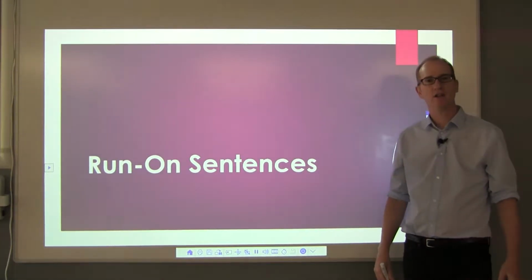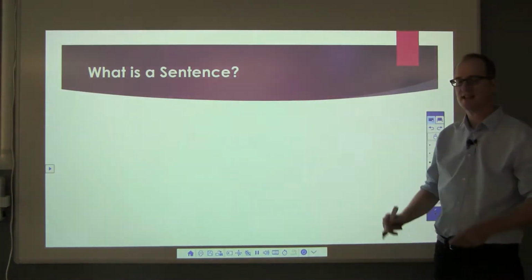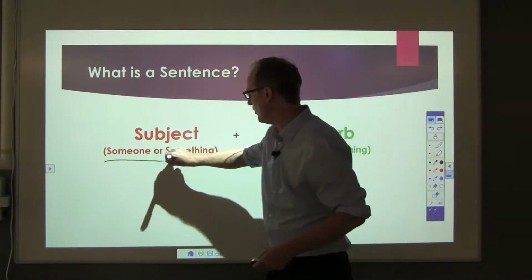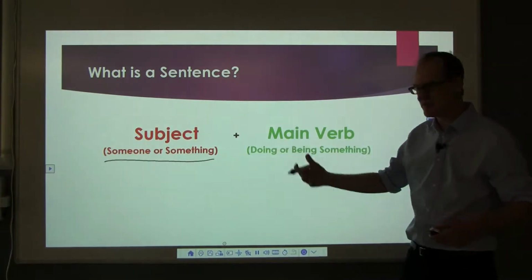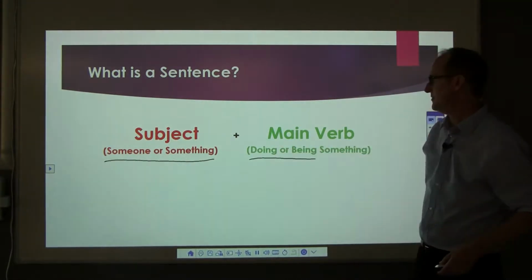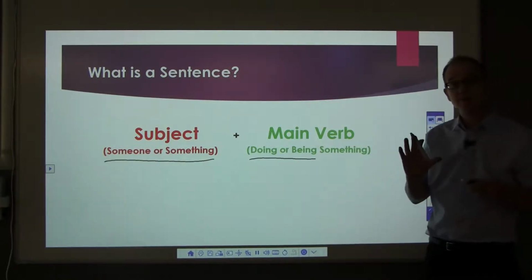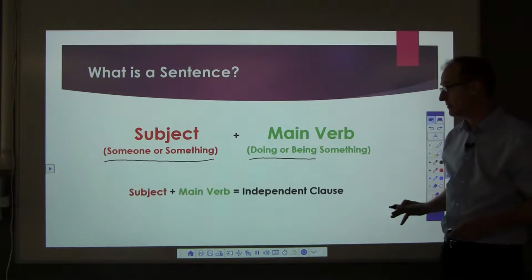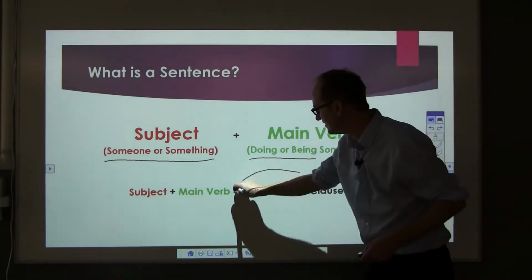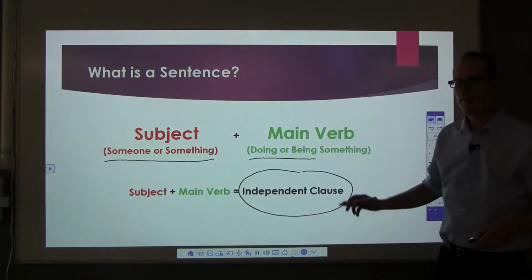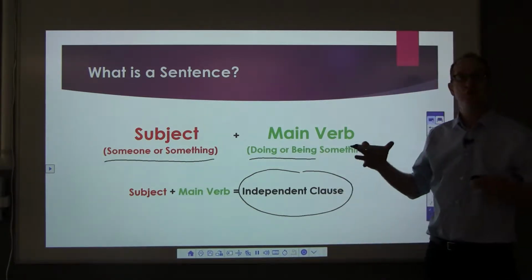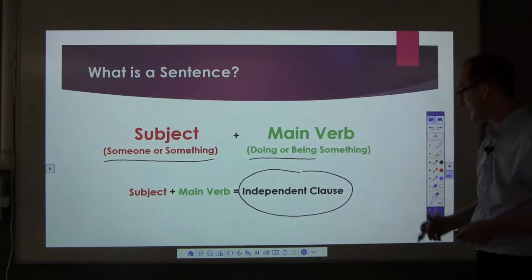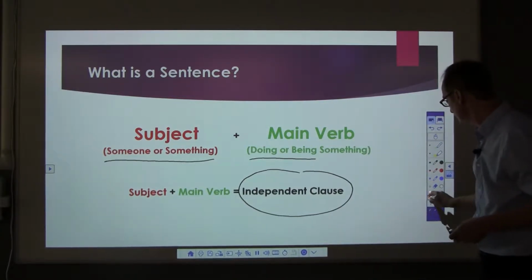Okay, in this video we're going to look at run-on sentences. First, let's define what a sentence is. A sentence is essentially someone or something, that's the subject of a sentence, doing or being something, and that's the main verb. Now we have a special term for a subject plus a main verb, and that is an independent clause. So if you have one independent clause, you have a sentence. Okay, it's very important to realize because I'm going to be using that term throughout this video.